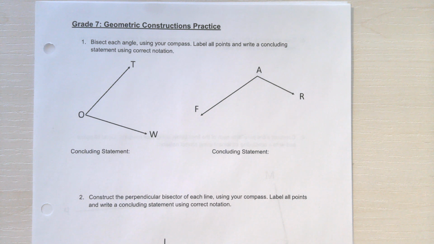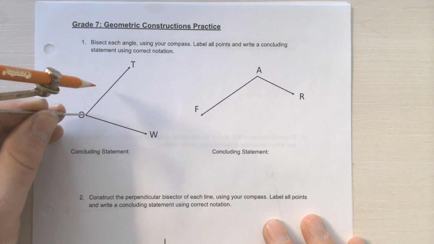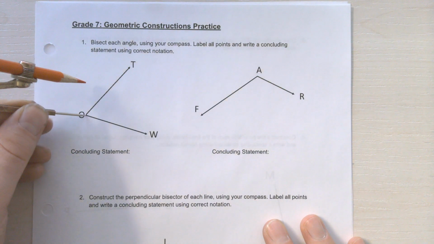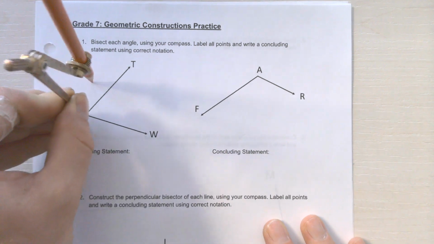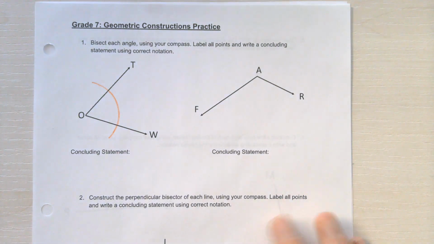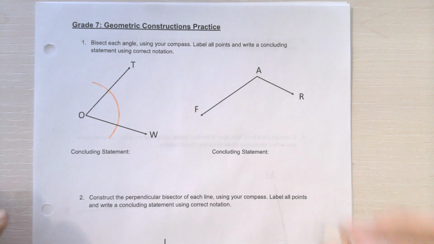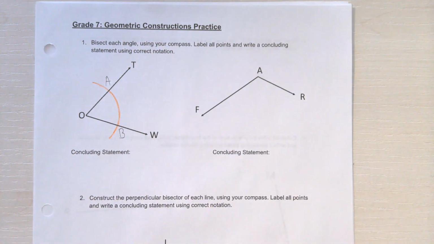The first type of construction that we did was to construct the angle bisector, or a line that cuts an angle into two equal parts. To construct this using a compass, we're first going to center our compass at the vertex of our angle, which is point O, and sweep an arc around point O through the arms of our angle. We can label where that arc intersects with the arms of our angle as points A and B.